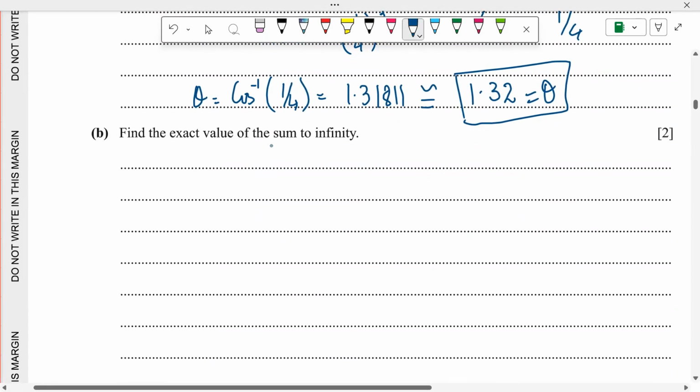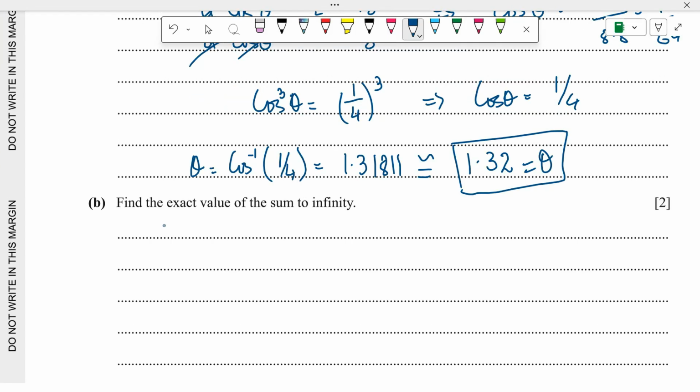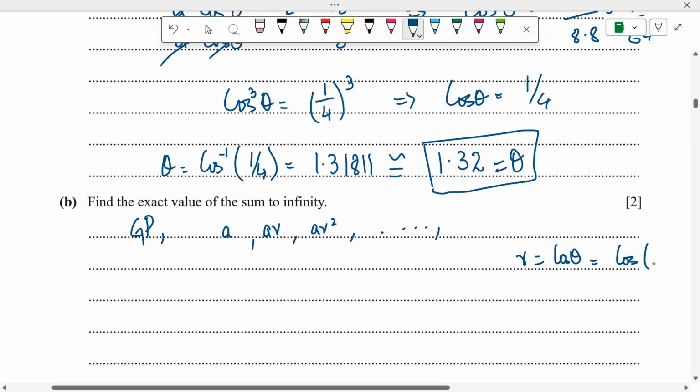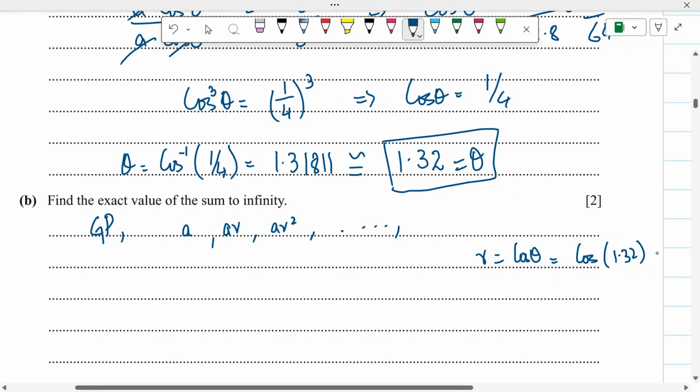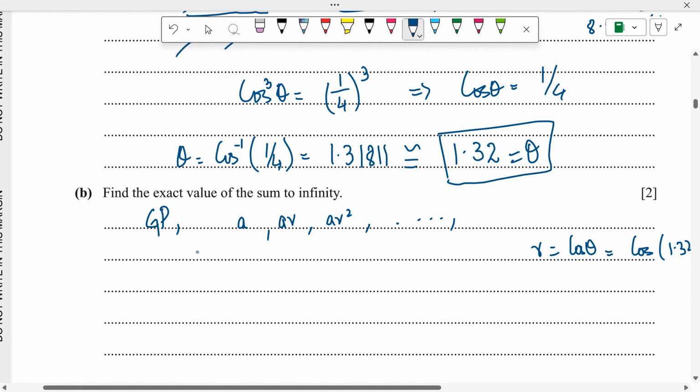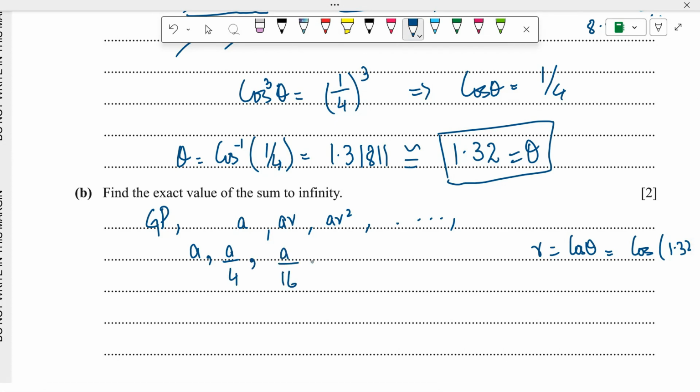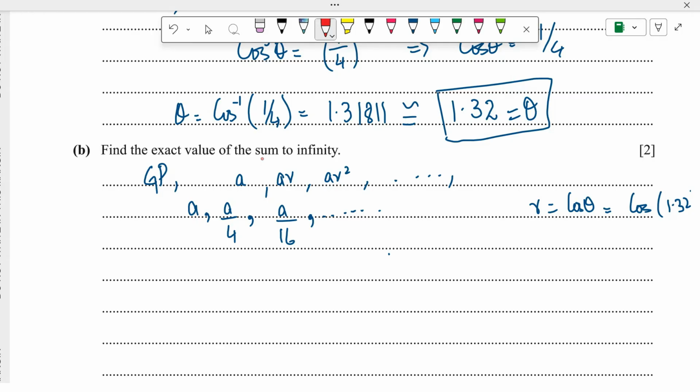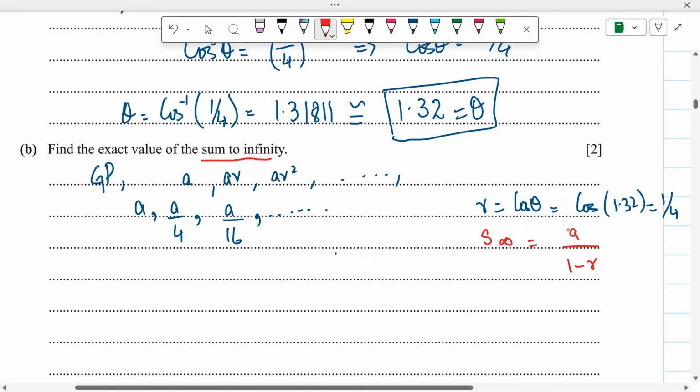Find the exact value of the sum to infinity. We know that the geometric progression is a, then ar, then ar squared, to infinity, where r is cos of theta. We just calculated that cos of 1.32 is equal to 1 over 4. So this can be written as a, a over 4, a over 16, and it will move like that. We need to find the sum to infinity, and we know that the sum to infinity is equal to a over 1 minus r. We have the information of r, which is 1 over 4. We don't have the information of a.